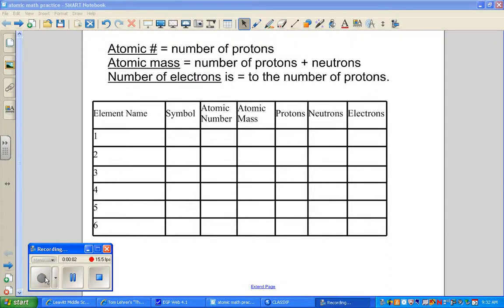All right, so in your notebook on the next new page, I want you to title it Atomic Math. Don't worry, it's not that scary. The hardest math you have to do for this is subtract.